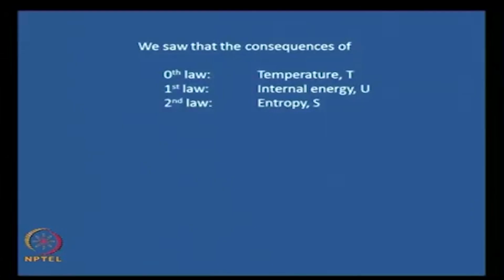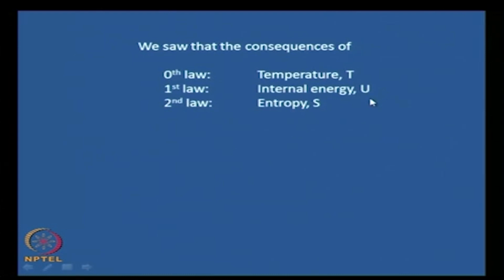What came out as a consequence of the zeroth law was temperature. What came out of the first law, which essentially related the energies that cross the system boundaries to the energy changes that happen inside the system, was the thermodynamic property called internal energy, which is represented by the symbol U.